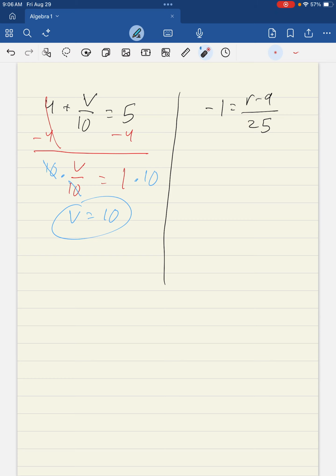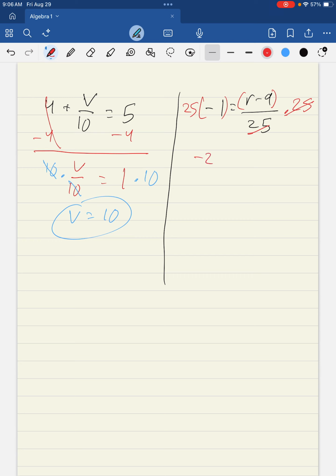What we have to understand here in this situation, this top is as if it was in parentheses because the whole thing is being acted on by the divide by 25. So we need to free up the top or the numerator by timesing both sides by 25. That's going to cancel this guy here. 25 times negative 1 is negative 25. And then we have r minus 9. And now, oh, well, that looks a lot easier to work with, and it does.